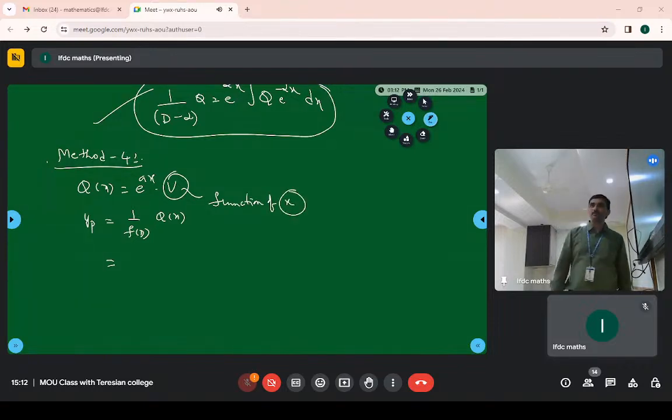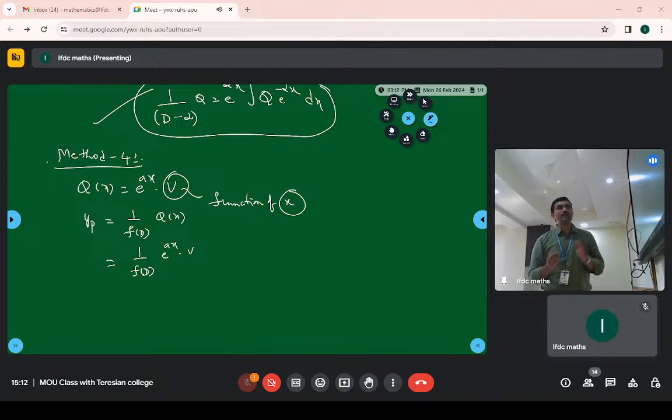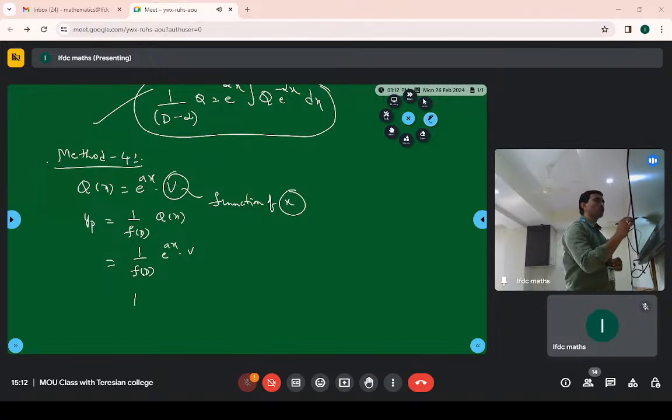It may be x, it may be x square, it may be sin x or cos x, whatever it may be, we need to take v as a function of x. Then 1 by f of D, same, into e power ax into v. In model number 1 there is only e power x, no v. In model number 1, we just substitute D is equal to a, whereas in model number 4, we need to substitute D is equal to D plus a.